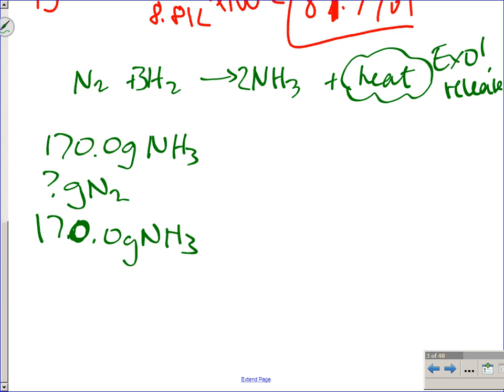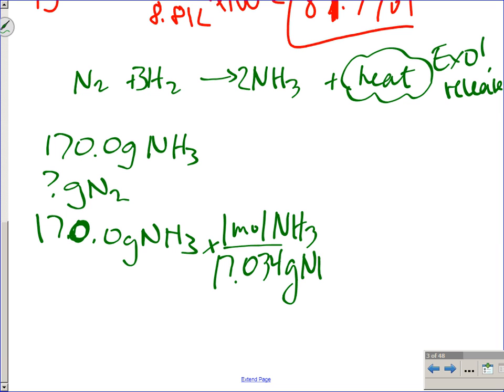And then, Syrian, what do you do next? Then you get the molar mass. What's the molar mass? Which is 1 mole over 17.034 grams. So this is old school, right? We're just taking grams to mole, that's molar mass. Where am I getting this number from, Syrian? Periodic table, adding it up. Somebody other than Syrian, tell me where I'm going from there.